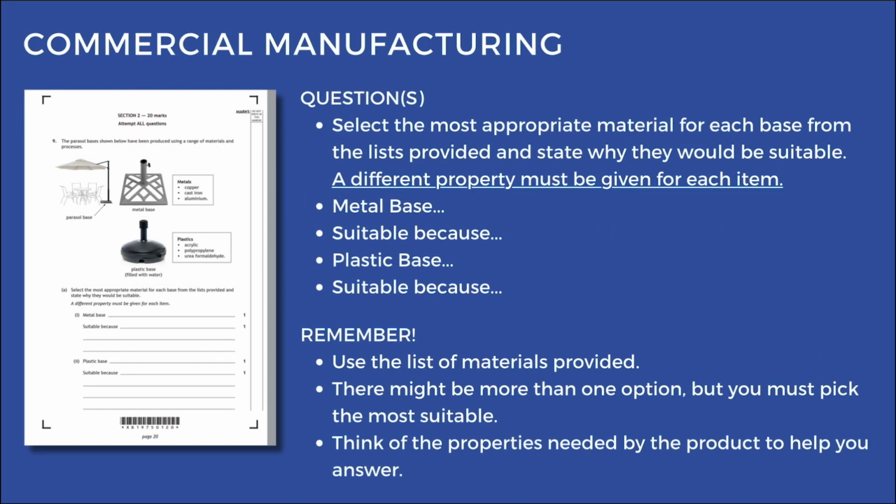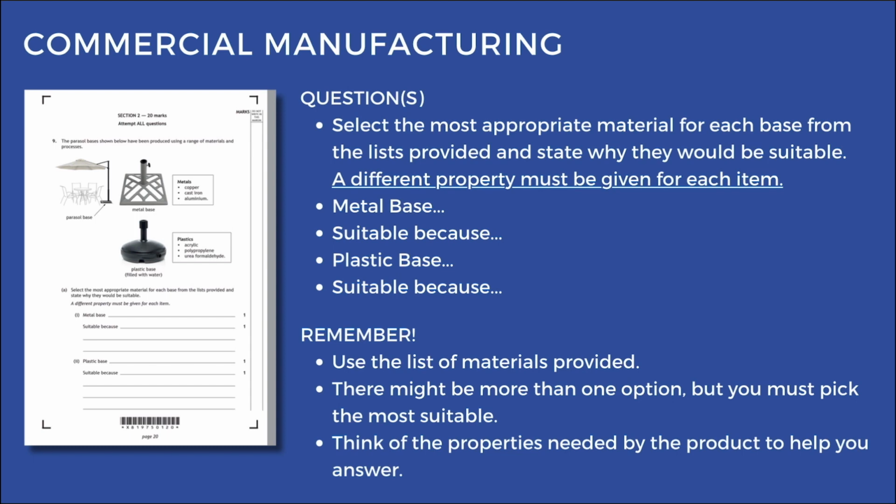So the next section we're going to look at is the commercial manufacturing section. Now this gets its own section, section 2, and is worth a total of 20 marks. Now the questions are split up into smaller sections, but typically at the start, either question 8 or question 9 is based around a product with different materials and different manufacturing processes.